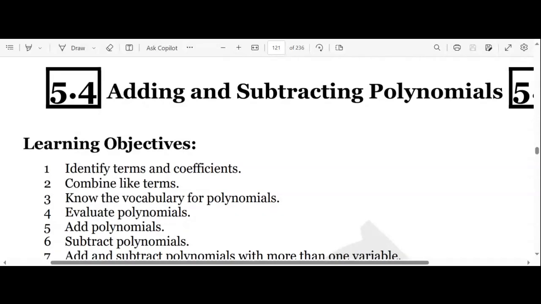5.4 is talking about adding and subtracting polynomials.